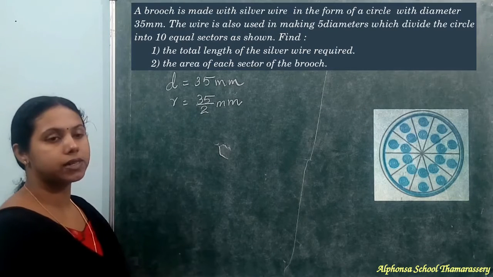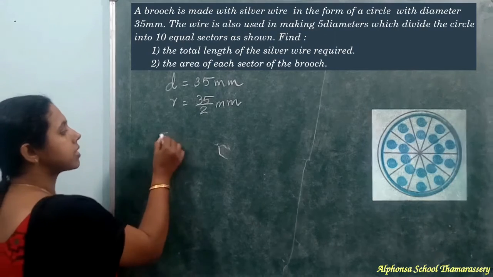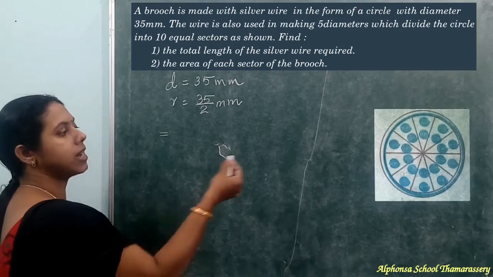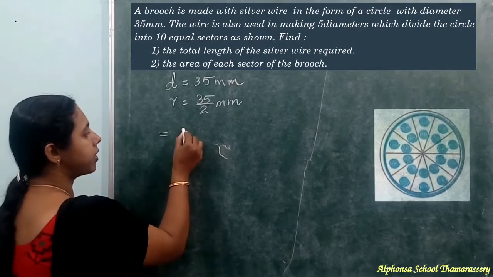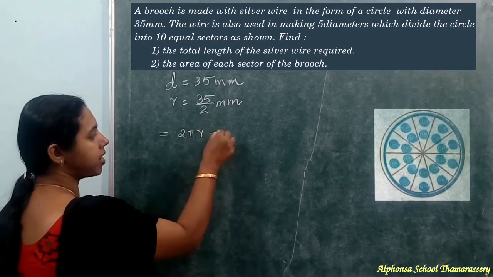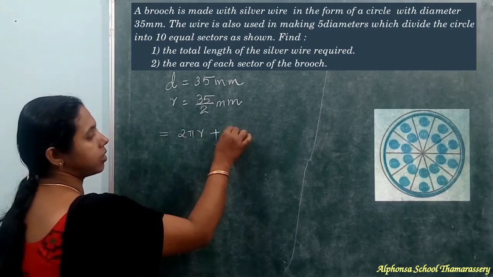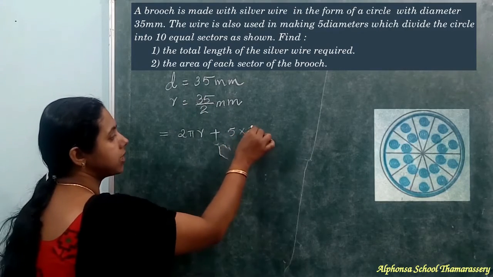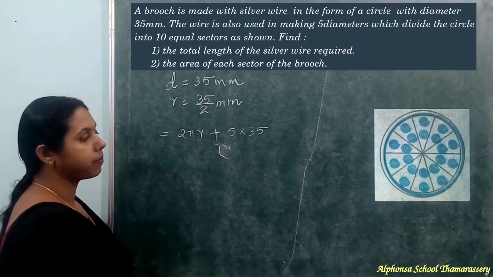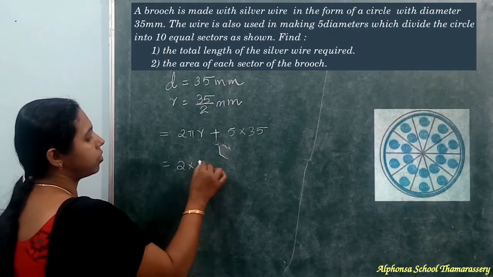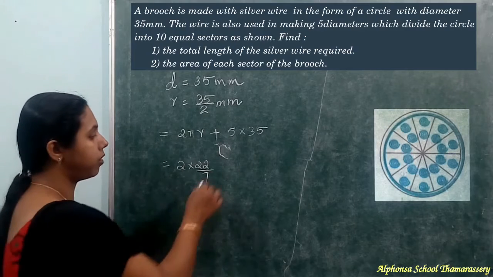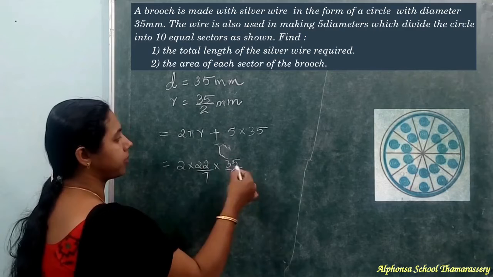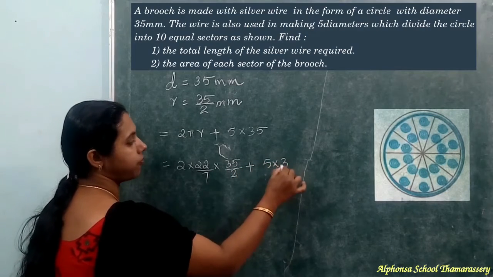So the total length of the silver wire used is equal to the circumference of the circle of radius 35 by 2 plus 5 diameters. So the circumference of the circle is 2 pi r plus 5 diameters. Length of 1 diameter is equal to 35 millimeters. So 5 diameters, 5 into 35. So 2 into 22 by 7 or 3.14 into radius. Radius is equal to 35 by 2 plus 5 into 35.